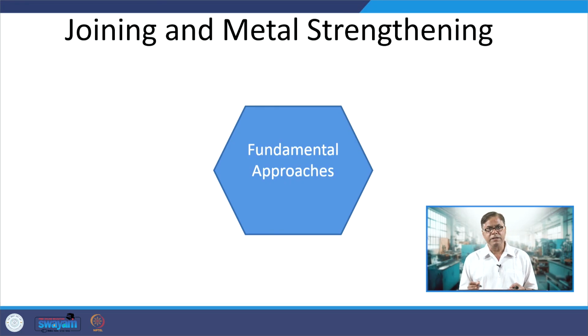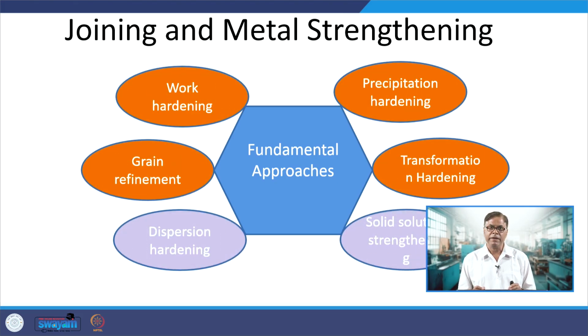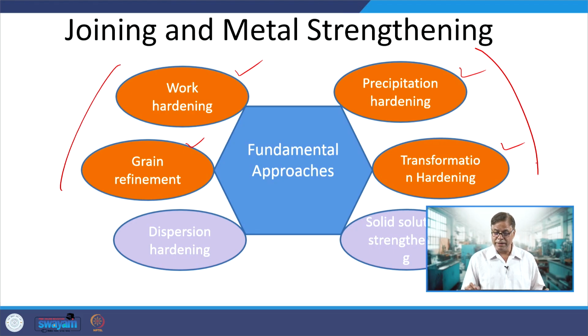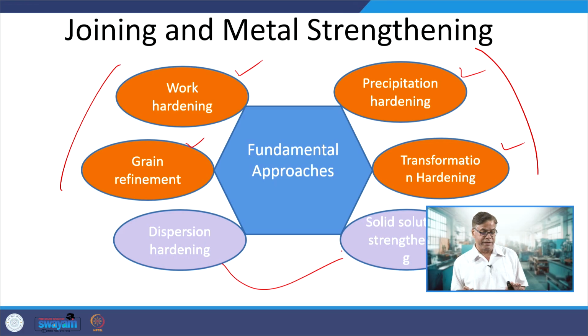Now, we will try to see that there are different metal strengthening mechanisms and they affect the joint characteristics. The metals may be strengthened by different mechanisms, say work hardening, precipitation hardening, grain refinement and transformation hardening. So, these highlighted ones indicate that these are affected much more by the application of heat as compared to the metals strengthened by dispersion hardening and solid solution strengthening.